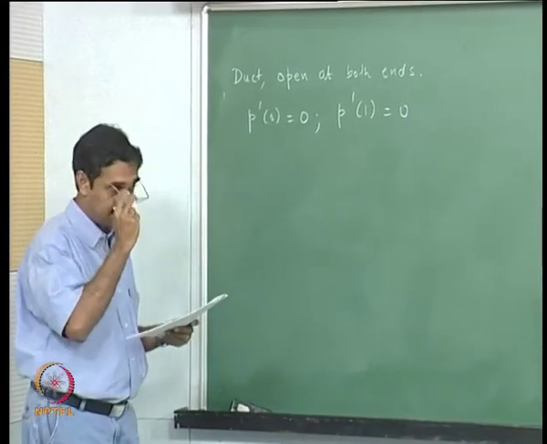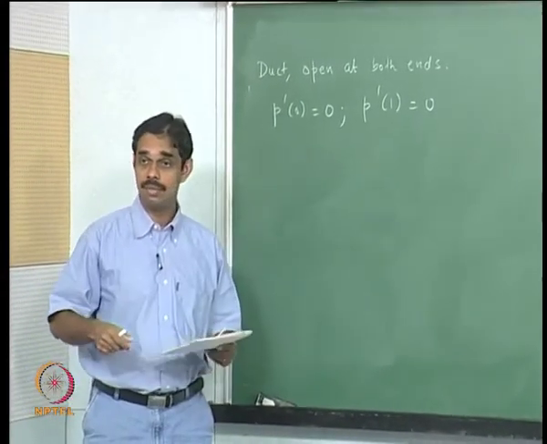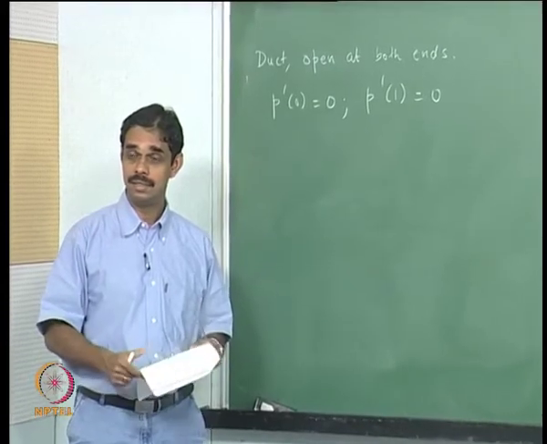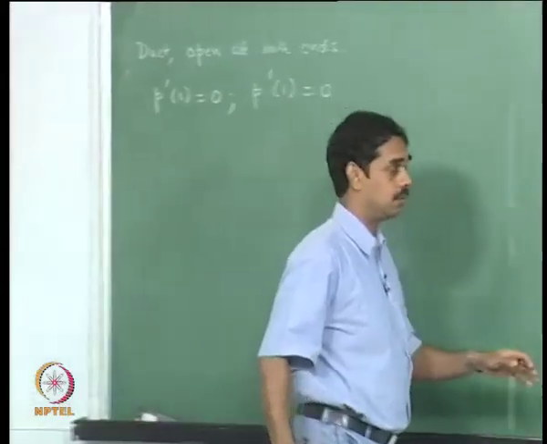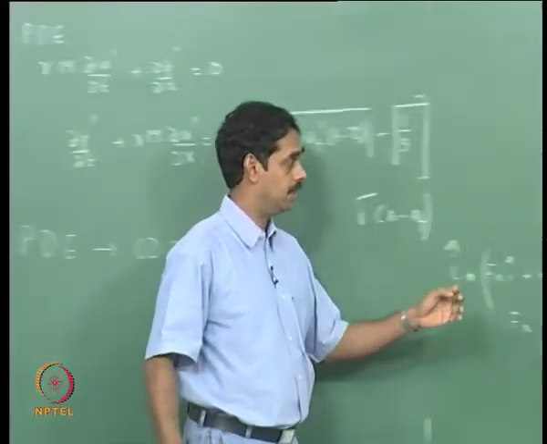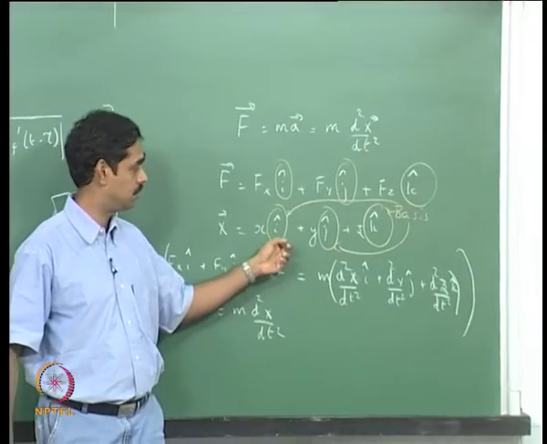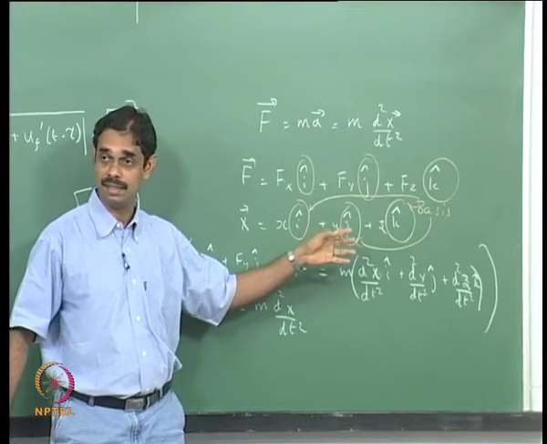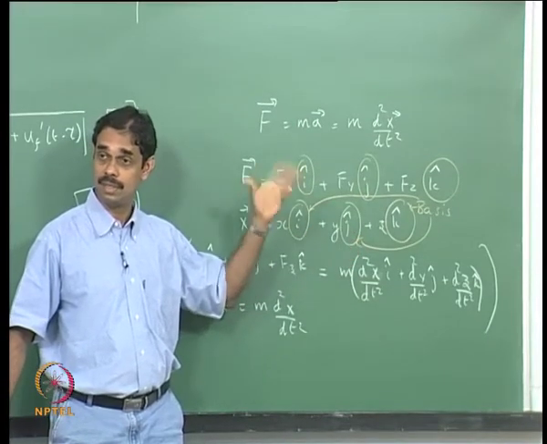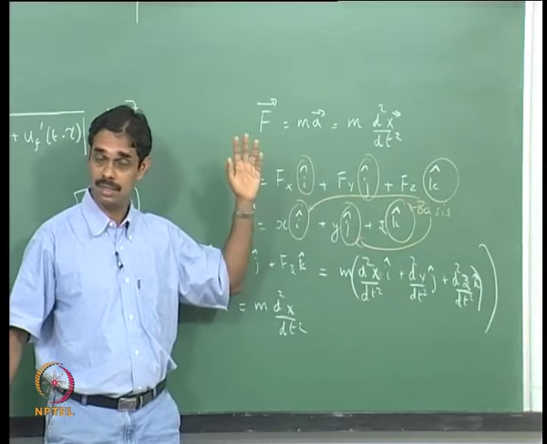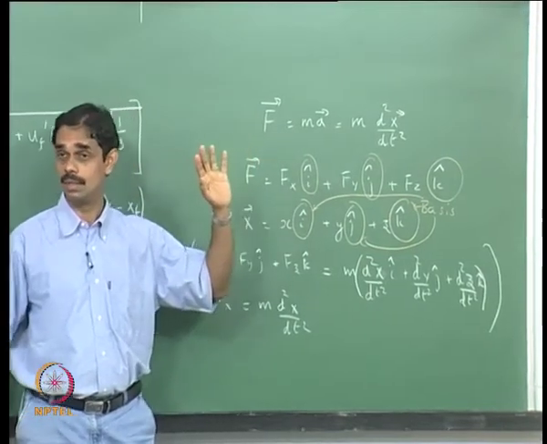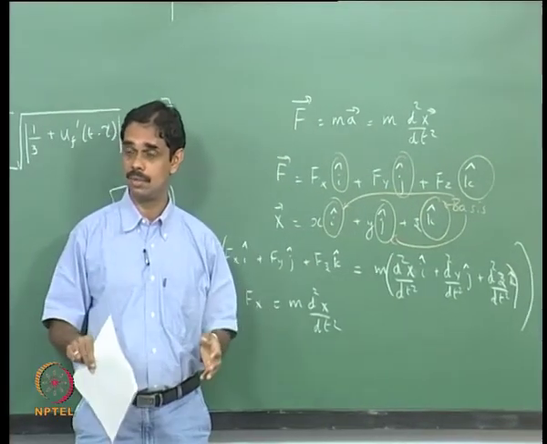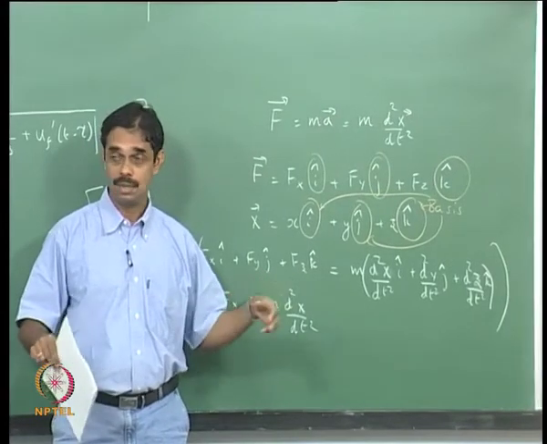One more thing I want to say: the choice of basis function is not unique. If we go back to this problem, there was no reason I had to choose i, j and k. You could have chosen e_r, e_theta, e_phi. You can use cylindrical coordinates, or you can use spherical coordinates or some other coordinates.